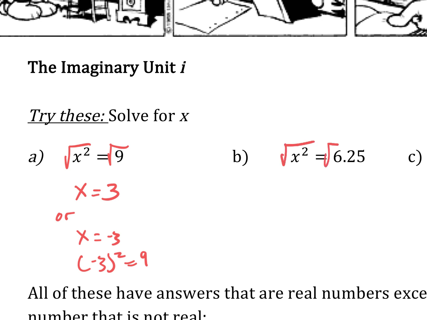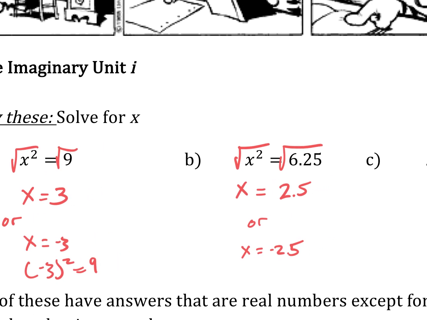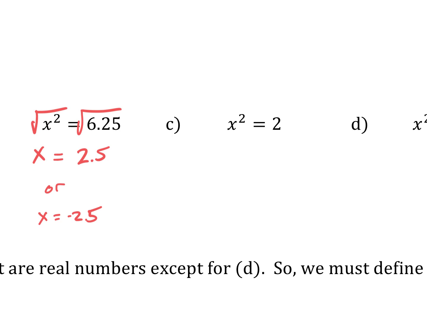Can we square root decimal numbers? Sure. You can square root decimal numbers. This comes out to be 2.5. And we'll throw the negative number in there also. Negative 2.5 times negative 2.5 would be 6.25. Okay, so we can square root positive numbers. We can square root decimal numbers.